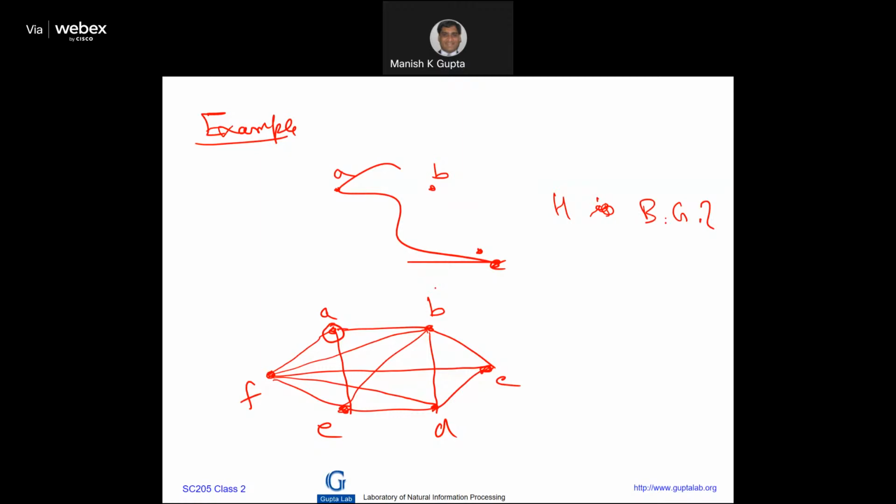When you start coloring, you will observe that there are two vertices which are adjacent and assigned the same color, right? So this is not a bipartite graph. Basically, you start with A as red. This will imply that F, E, and B are blue. That means D and C should be red. And D and C are adjacent and assigned the same color. So there is a problem.